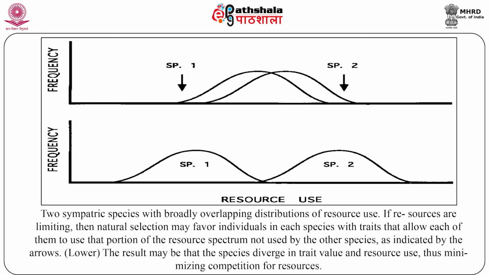The figure shows two sympatric species with mostly overlapping distribution of resource use. If resources are restrictive, then natural selection may favor individuals in each species with traits that allow each of them to use that portion of the resource spectrum not used by the other species, as directed by the arrows. The result may be that the species diverge in trait value and resource use, thus reducing competition for the resources.